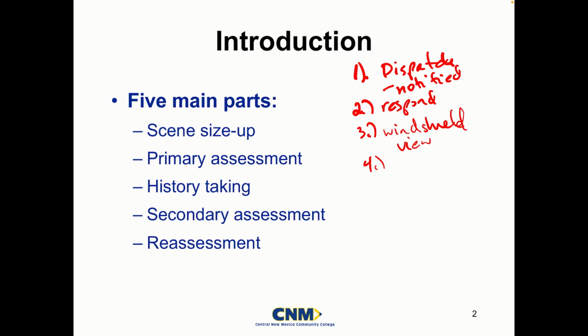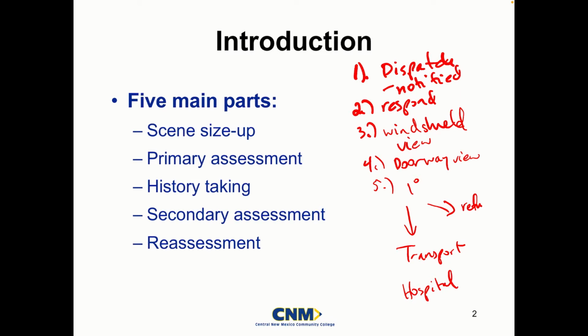Before we make patient contact, but after we've gotten out of our truck, so maybe this is at the door. This is when you lay eyes on the patient. We're going to talk about something called a doorway view. And then we start our primary assessment, and then we go down to the call. Maybe we transport, we go to the hospital. Maybe we don't transport, we go off, and this is a refusal. Either way, we're still going to have to do an assessment so we can understand what's wrong with the patient. So these are the 5 major assessments that we do in that kind of progression through a call.